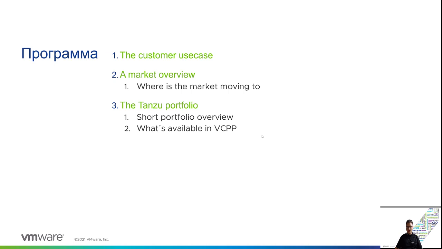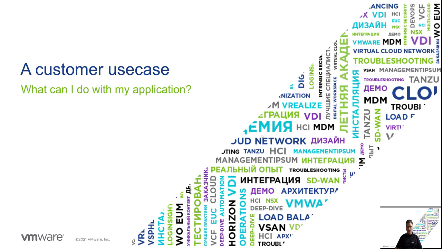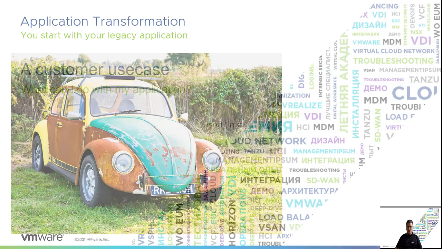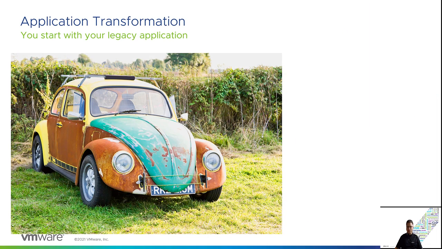Then let's straight jump into the customer use case. We see within our end customers that a lot of customers are application centric and the customers are asking themselves, what should I do with my application? Most of the customers have legacy applications, as you can see here as a car. The application, the car is working, everything is fine, and the application and the car is fulfilling their purpose.